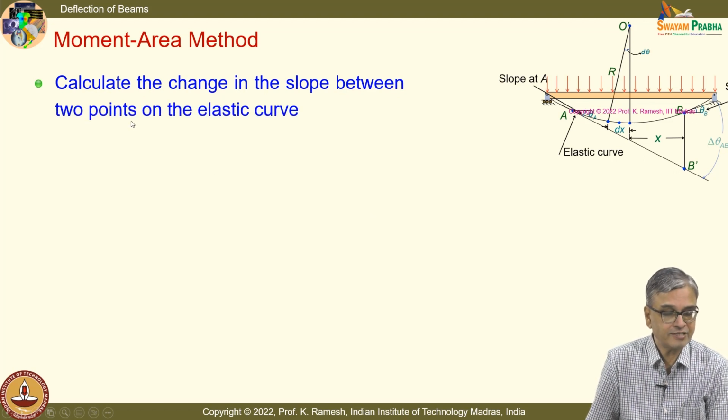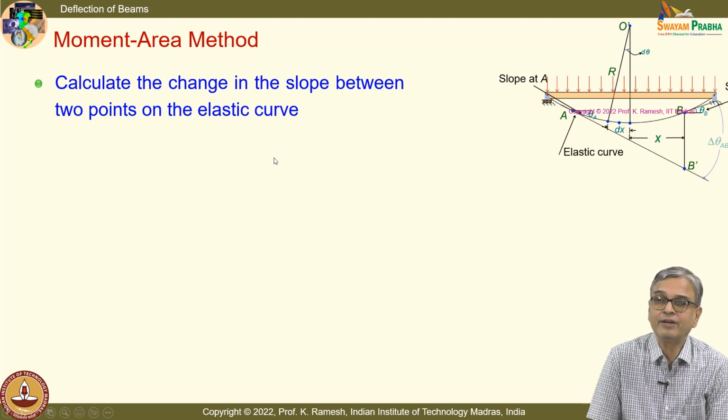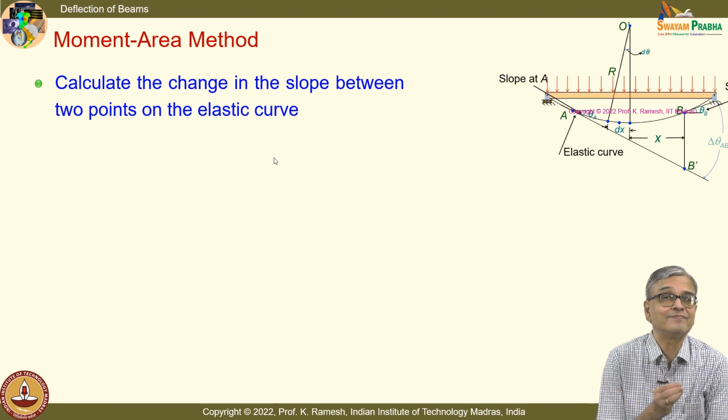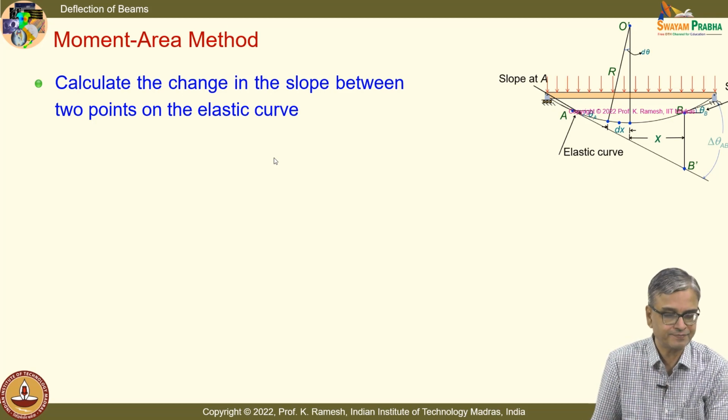And the first theorem is like this: calculate the change in the slope between 2 points on the elastic curve. So whenever you have a problem which has a zero slope at some point, it is very easy to solve by moment area method. If you don't have a zero slope, it is difficult. So we will also take up such simple problems to appreciate another method for calculating deflection.